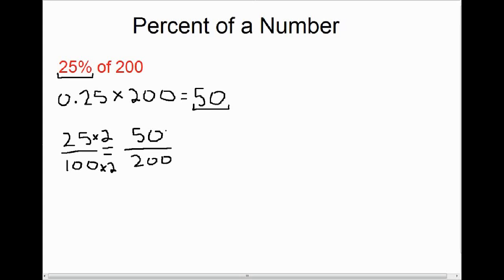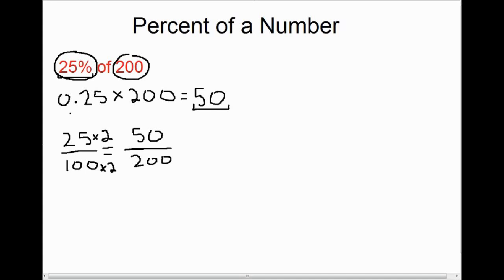So again here we can see that when we're finding a percent of a number, we're really finding an equivalent fraction that's equivalent to the first fraction. So 25 out of 100 is the same as what out of 200.